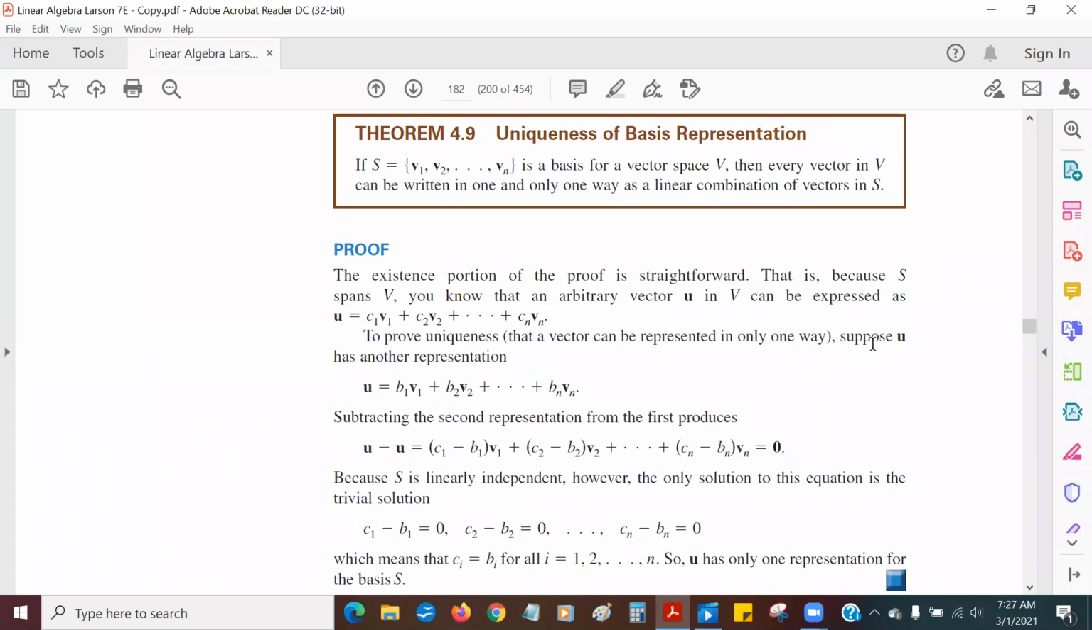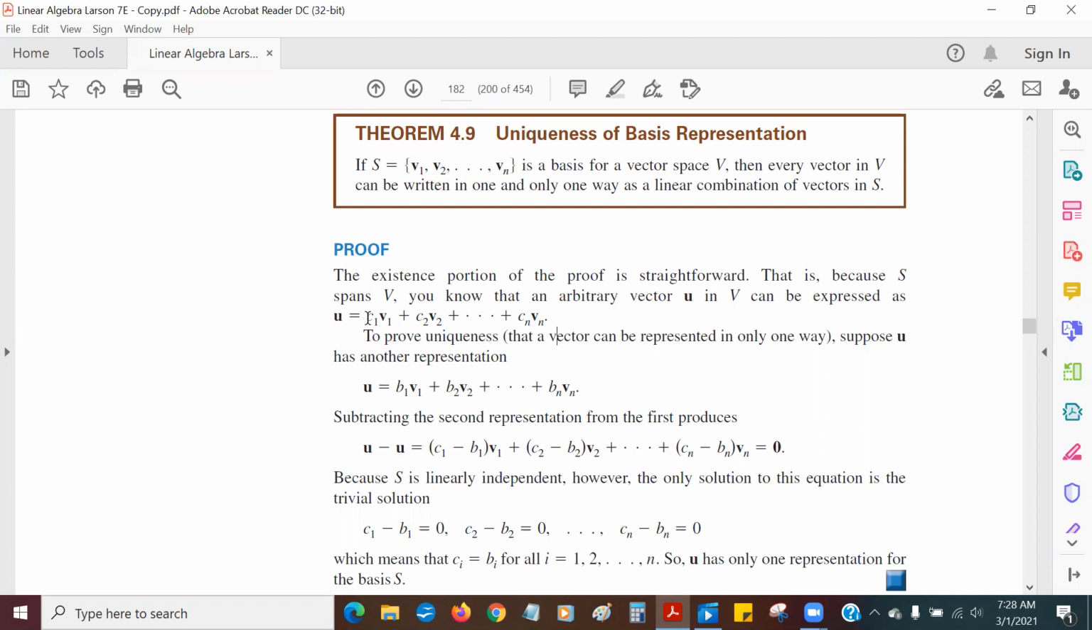Let's look at vector U. We already know that it's C1 V1 plus C2 V2 plus dot, dot, dot, plus Cn Vn. Before I go further, we're going to assume the opposite and then show a contradiction. So let's assume it's not true. Let's assume that I could do it another way. I could represent it as B1 V1 plus B2 V2 plus dot, dot, dot, plus Bn Vn. Here I have it all with these C scalars. Over here, I'm using B scalars. And of course, the B's and C's have to be different from each other. Otherwise, it's the same thing.